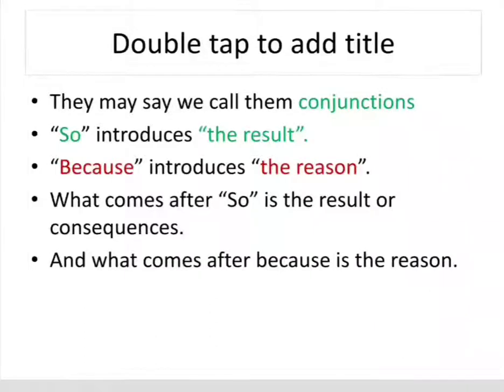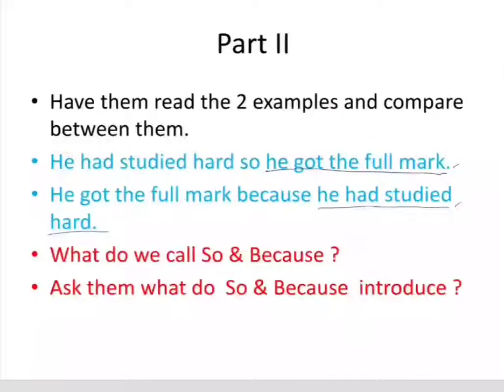Okay, you may ask them also, do you know what we call so and because? We call them conjunctions. Okay, they connect 2 things together. Like a conjunction here. So we use it to introduce the result. So when he says so he got the full mark, so he got the full mark here is the result. Is it clear? So we use it to introduce the result.